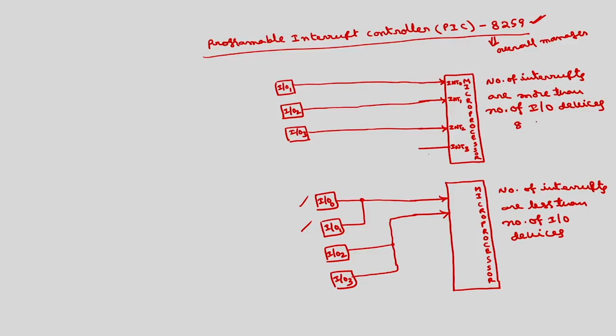Here 8259 is not required because the number of IOs is less than the number of interrupts. Whereas in the second case 8259 is required to resolve this problem of conflict between the different IO devices. So, what is the block diagram of 8259? How will this resolve the problem? We will discuss it in the next slide.